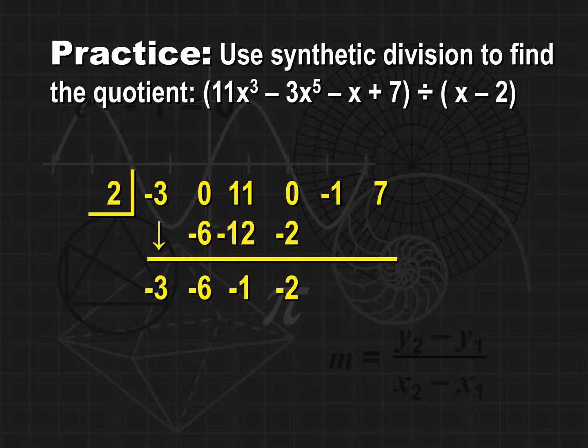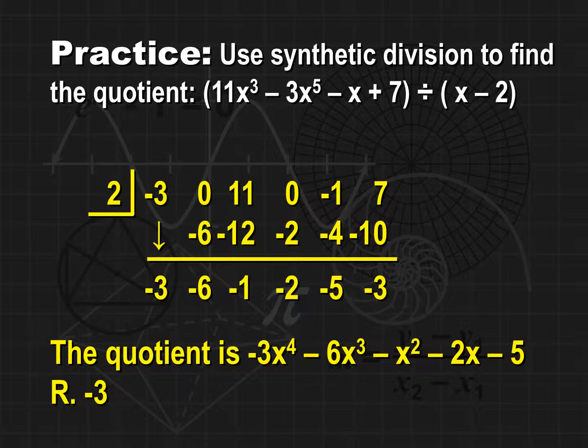2 times negative 2 is negative 4. Negative 1 plus negative 4 is negative 5. 2 times negative 5 is negative 10. And then 7 plus negative 10 gives us our negative 3. So this becomes our quotient. Remember, we always go down 1 degree, and that last number is always our remainder.